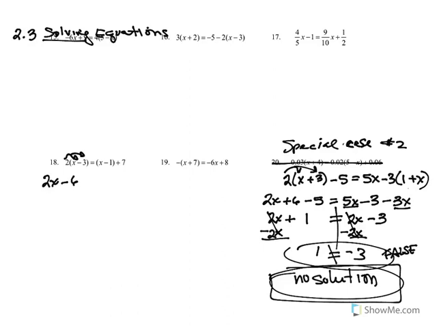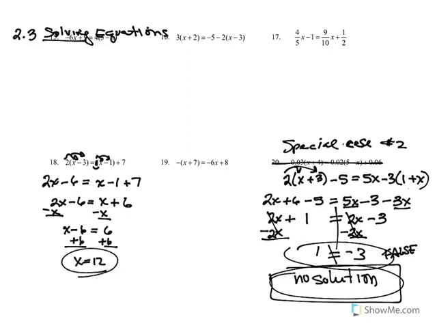So here we go. 2x minus 6 equals x minus 1 plus 7. So we should have distributed, right? And there's an invisible 1 on outside of this set of parentheses, so it's just x minus 1, essentially. So I'm going to combine like terms. I'm going to move this x. So I get x minus 6 equals 6. Add 6 to both sides. X equals 12. Okay? So if you didn't get it, you should just look to see what you did wrong.